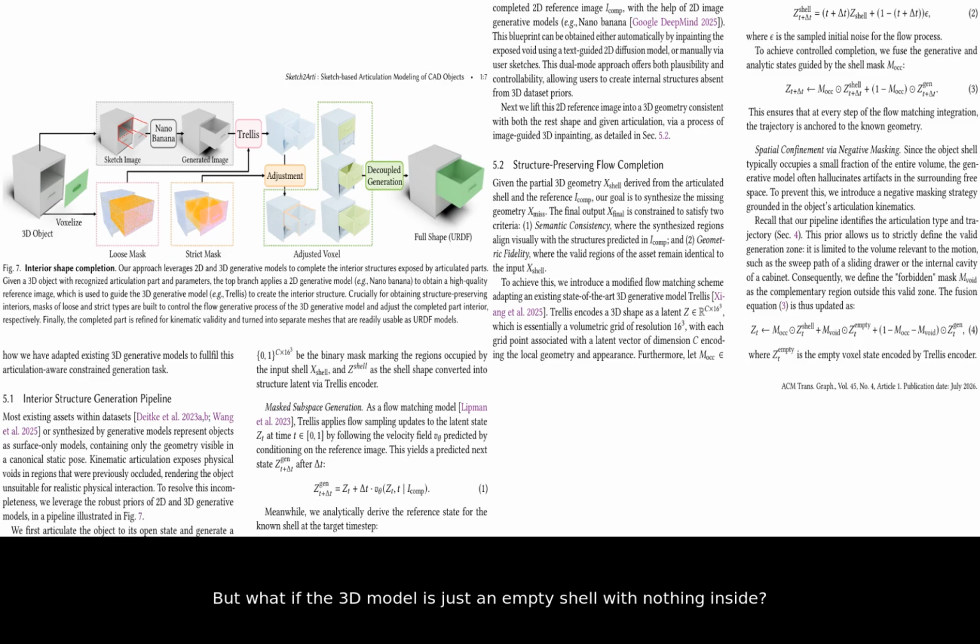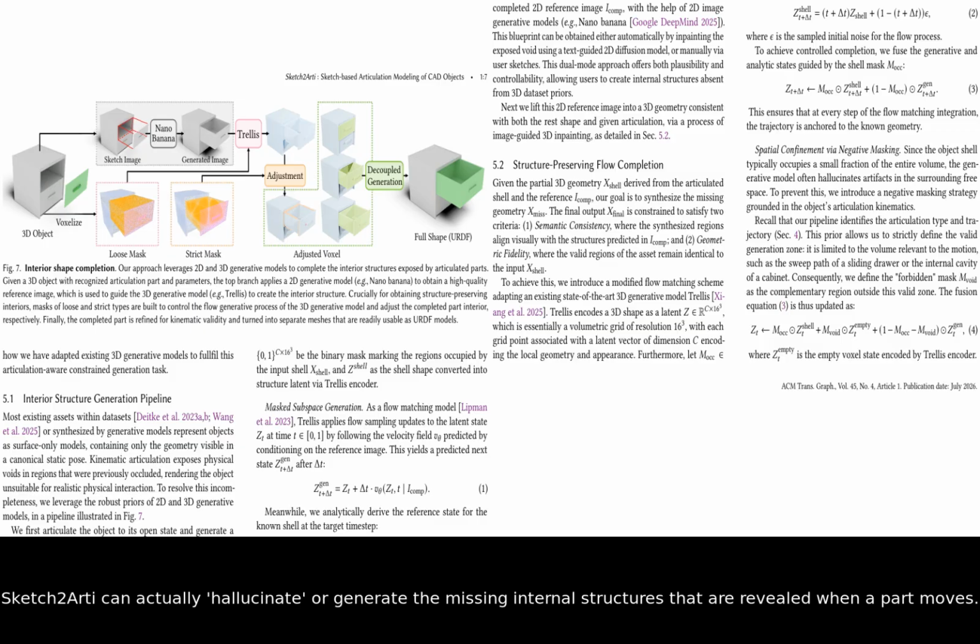But what if the 3D model is just an empty shell with nothing inside? Sketch 2RT can actually hallucinate or generate the missing internal structures that are revealed when a part moves. It uses generative 3D models to ensure that the new parts fit perfectly within the existing geometry.